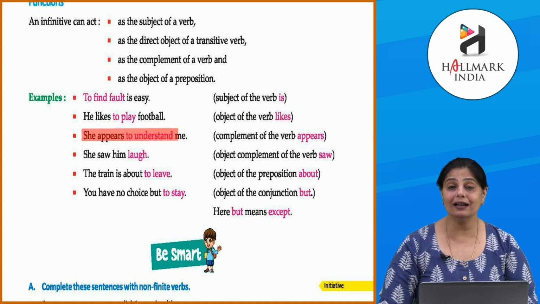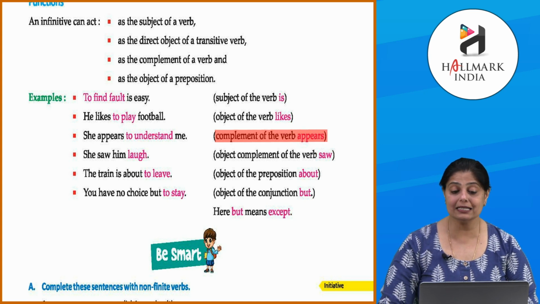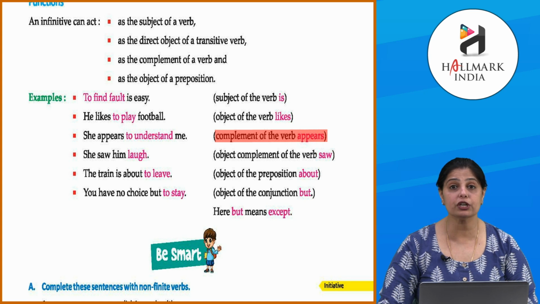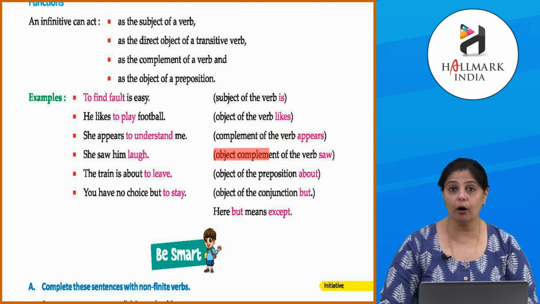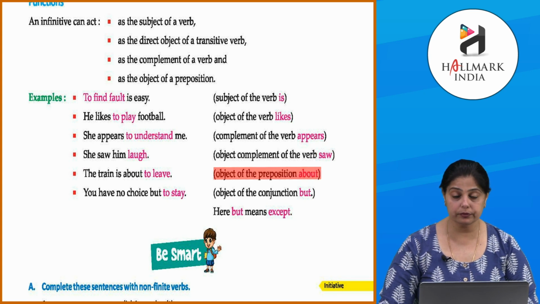She appears to understand me. Complement of the verb, appears. Okay. So, understand, appears जो verb है उसका complement हो जाता है. She saw him laugh. Object, complement of the verb, saw. Okay. The train is about to leave. Object of the preposition about.